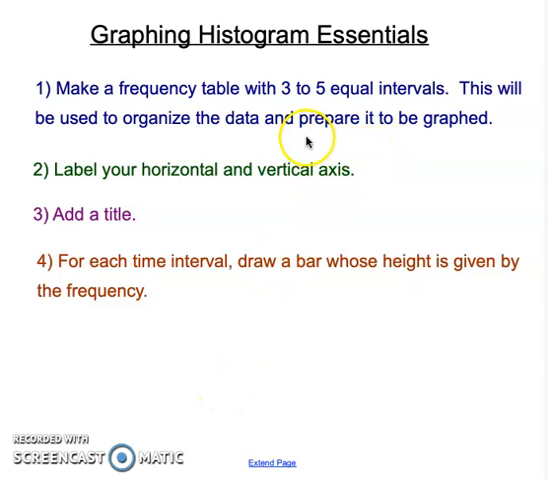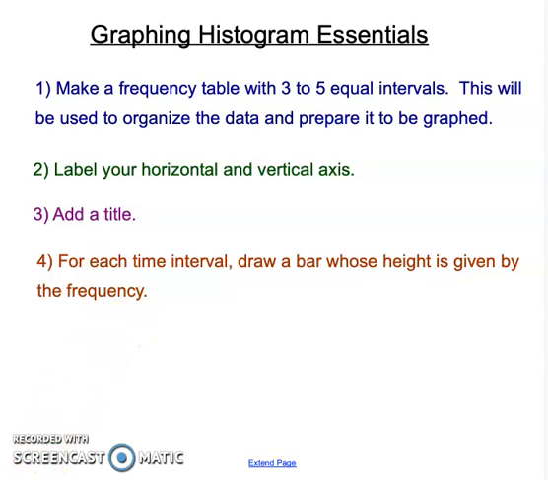We're going to use that frequency table to organize the data and prepare it to be graphed. Once you have the frequency table made, you're going to label your horizontal and vertical axes. Then you're going to add a title. All good graphs should have a title saying what it's a graph of. And then for each time interval, you're going to draw a bar whose height is given by the frequency. So this is basically a bar graph of frequency, or how many times something occurs in a given window. Let's get those down. That might not make a lot of sense right now, but I think once you see a couple examples, it'll be a lot clearer.